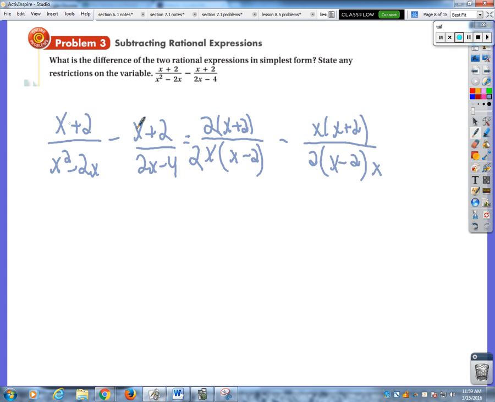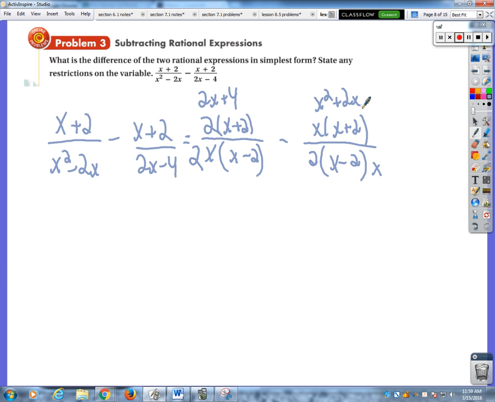From the original problem. Why is there a 2 right here? Because this one had a 2 and this one didn't, so I had to put a 2 into there. And if I put a 2 into here, I have to put a 2 on the top also. Okay, then I need to distribute this 2, so that gives me 2x plus 4. And then on this one, I have to distribute this x, which gives me x squared plus 2x.